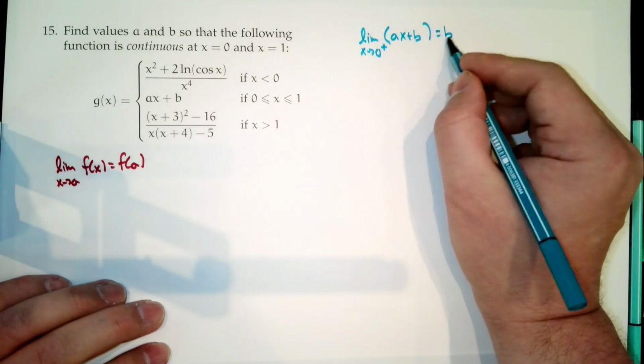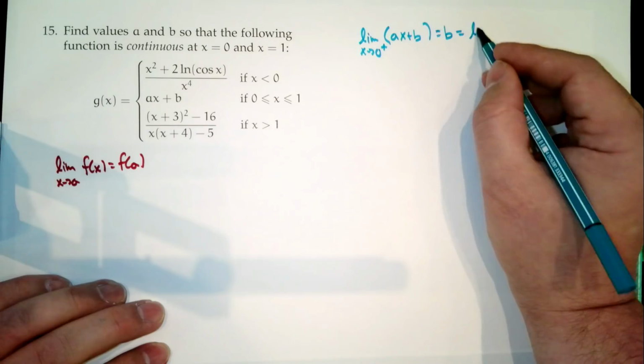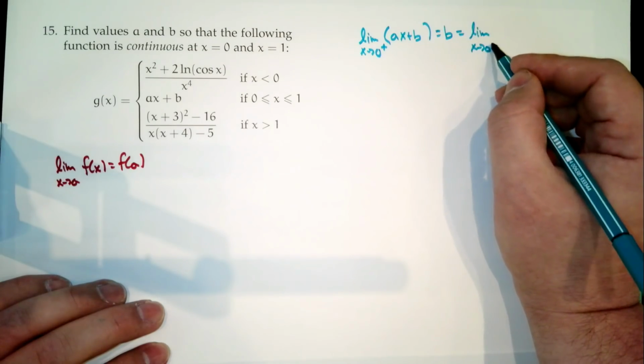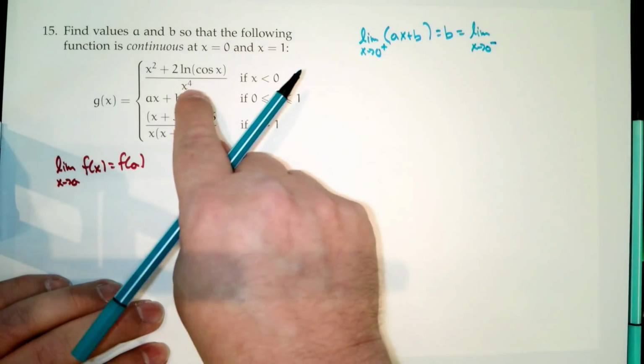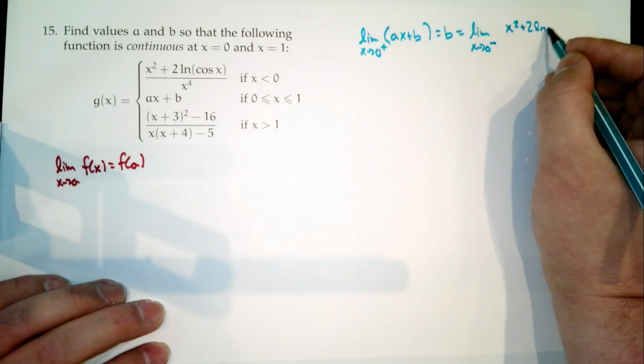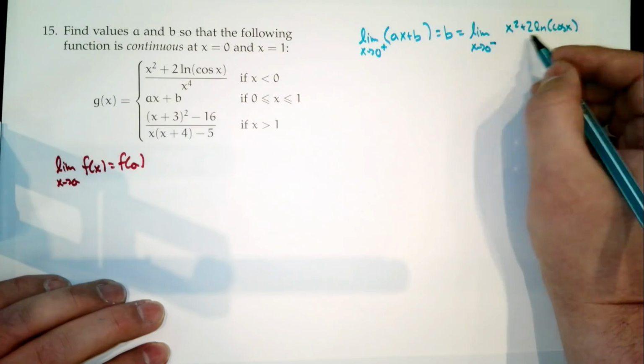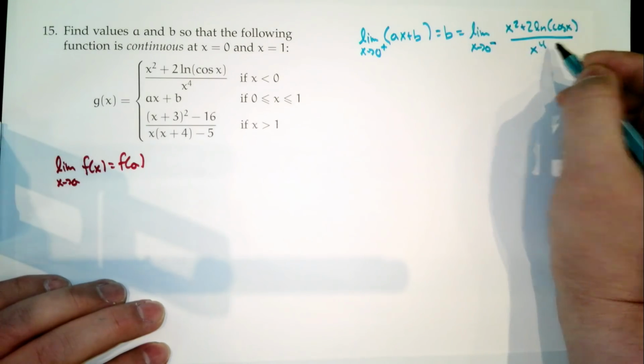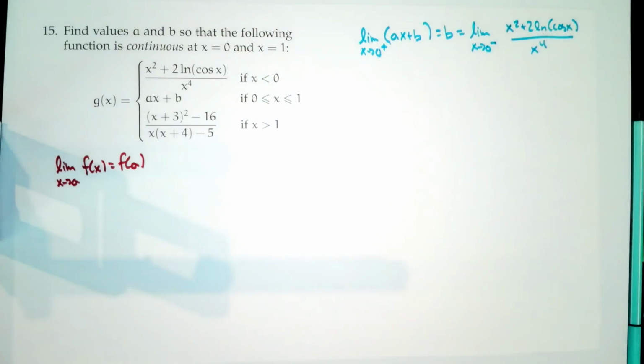Now, that was easy. These problems seem so much simpler. Well, that better be equal to the limit as x approaches 0 from below. If I'm below 0, I look like x squared plus 2 log cosine x divided by x to the 4th. Well, what does that do?